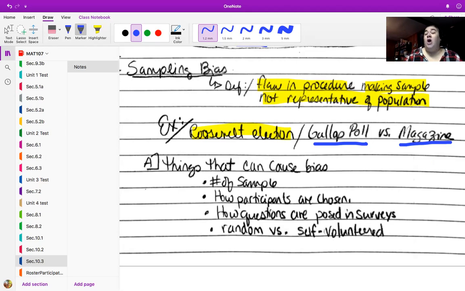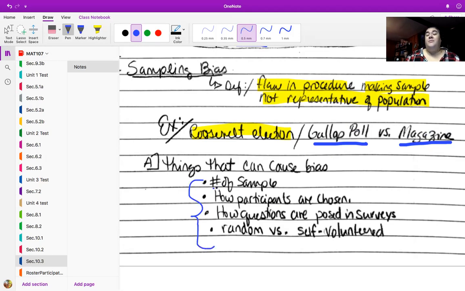So that was a flaw in the procedure of how the sample was made, and that is what caused the big difference between the Gallup poll and the magazine and what they predicted would happen in the Roosevelt election. Okay, so here are some things for you to remember, and this is important. Things that can cause bias in your sample data.